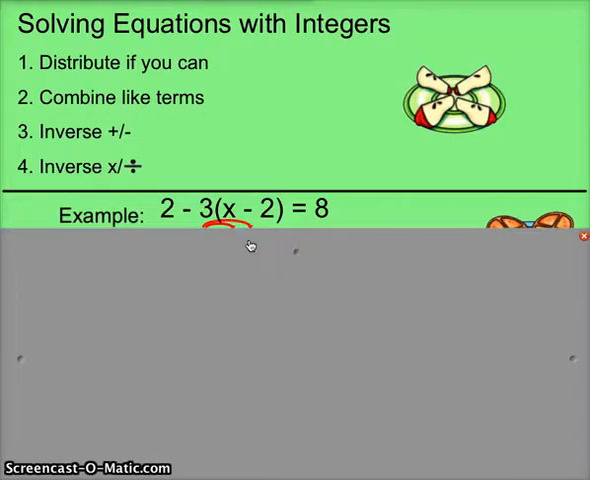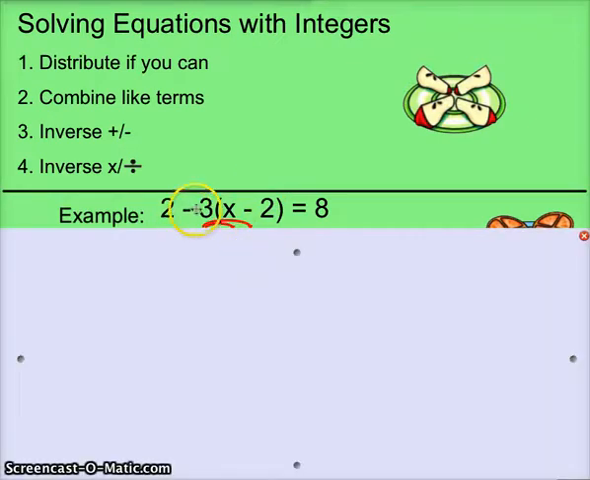So let's copy down example 1: 2 minus 3 times the quantity x minus 2 equals 8. The first thing we want to do is distribute, because we have an integer outside of the parentheses, which means that it's being multiplied. So always distribute first. You cannot combine this 2 minus 3 because this negative 3 has to be multiplied first. So when we distribute the negative 3, remember the sign in front of the number goes with the number. So this is a negative 3.